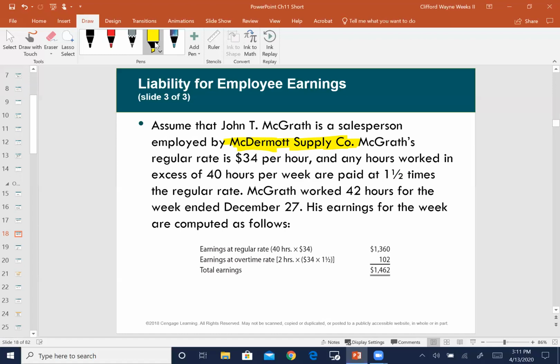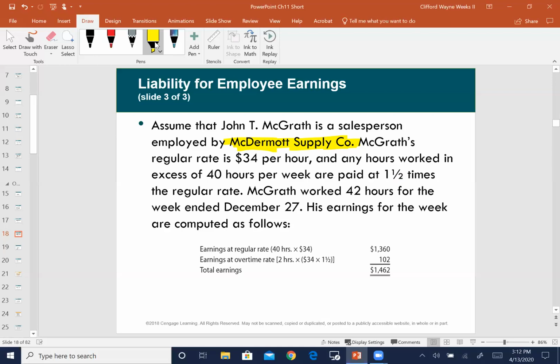Any hours that he worked in excess of 40 are paid time and a half. McGrath worked 42 hours, and there are multiple ways you can calculate his overtime or his total pay, but this is a good method. I say that because when I was a student, I combined 2 different methods and got this problem wrong, so I don't want you guys to get this one wrong.